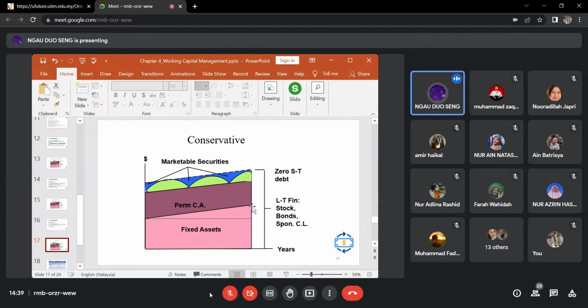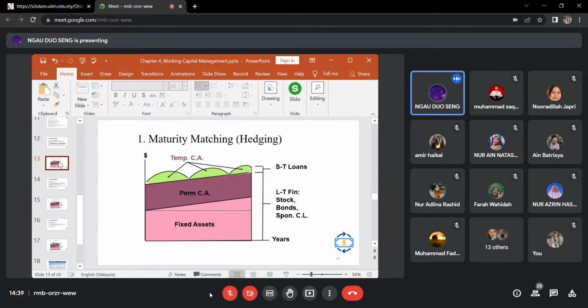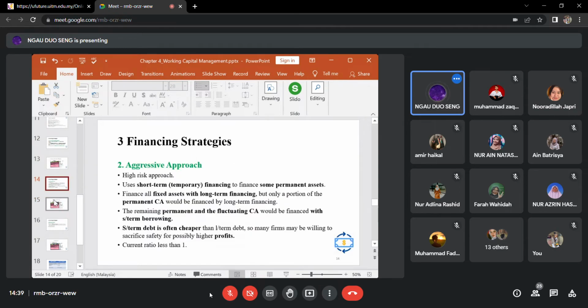That's why we call this one what? Lower risk approach. Right? As we look at this one, this is maturity matching hedging. Alright, so the process will be you borrow money, you buy products, then you sell, you pay back. That's why it is called matching. Right? But for aggressive, you can see aggressive has a high risk approach.